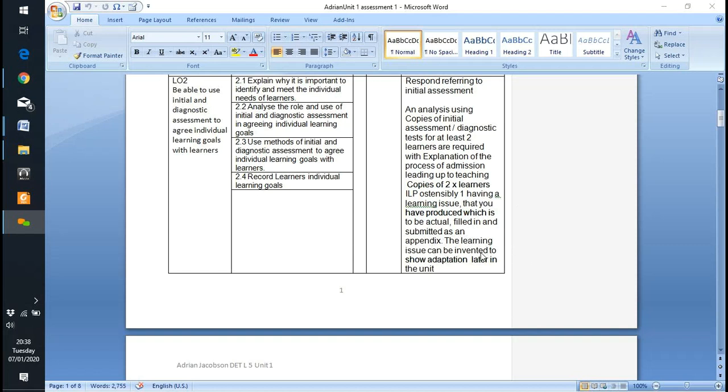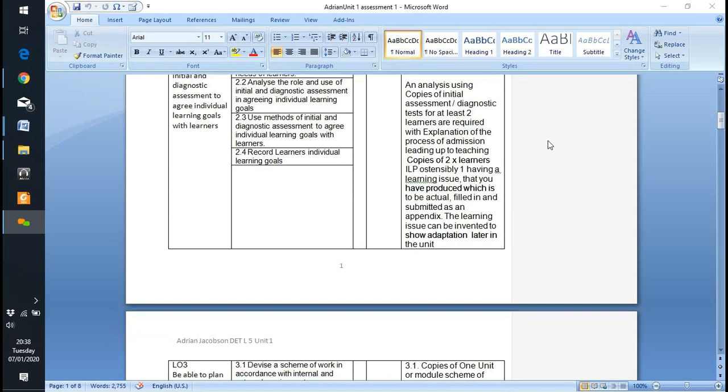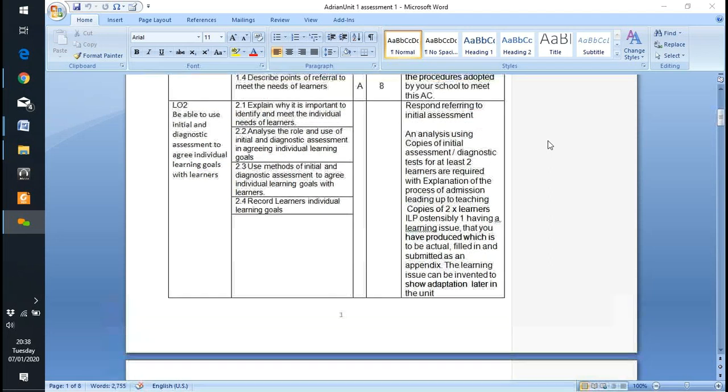And then the learning issue can be invented to show adaptation later in the unit. If you've got no learners with a specific issue, then you can put one in to say what you would do in those circumstances. So what form does this initial assessment diagnostic test take?